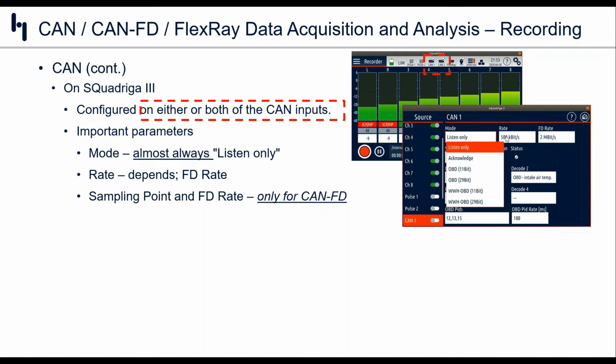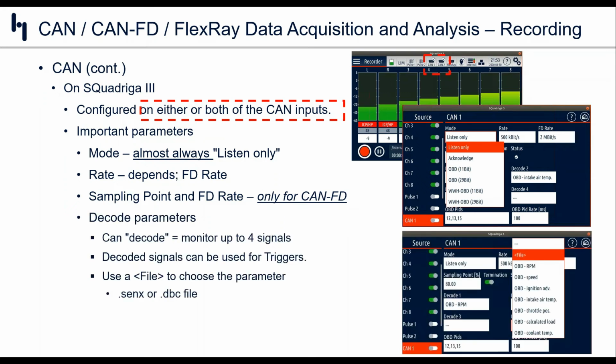The rate depends on the vehicle. Sometimes 500 kilobits is enough. It might be up to 1 megabit per second. There's also intermediate steps. I think 666 and 750 and 800 some is also in there as well. So the FD rate and sampling point are for CAN FD only. As I mentioned before, further up the slide deck, that sampling point and FD rate are related to CAN FD.